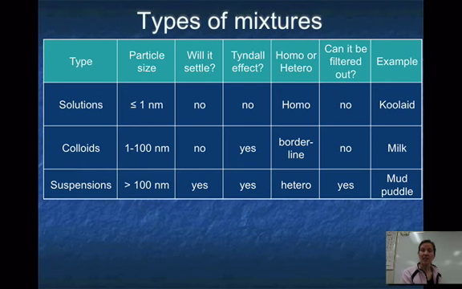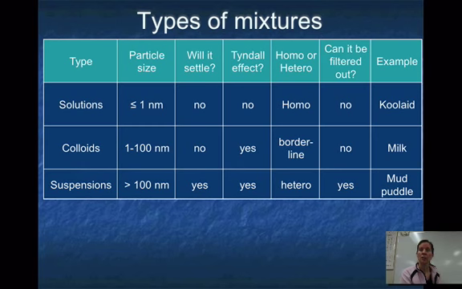So there are three actual different types of mixtures. Originally we talked about heterogeneous and homogeneous mixtures, which are really descriptors. Solution, colloid, and suspension are actually types of mixtures. The data on the screen kind of sums up the difference between the three. We'll be dealing with solutions.